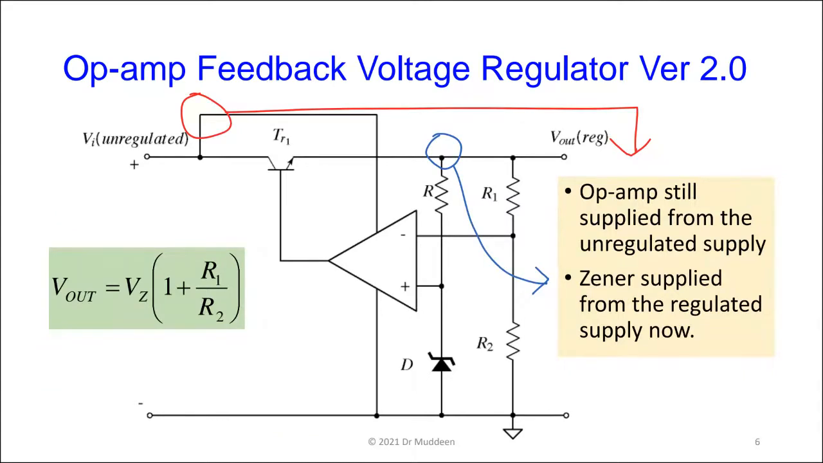So notice the variation. This is version 2.0. So here I now have the op-amp still supplied from the unregulated supply for the reasons that we said, but here I have the Zener supplied from the regulated side now. So here we don't have to worry about the fluctuations in the supply to the Zener. The voltage here, if we're using the example from before, is going to be 12, nice and regulated.